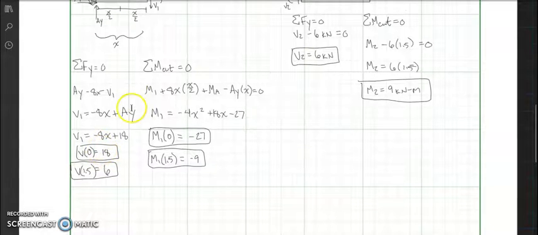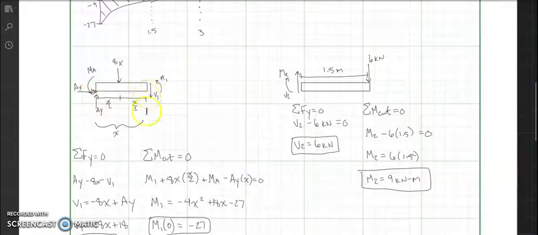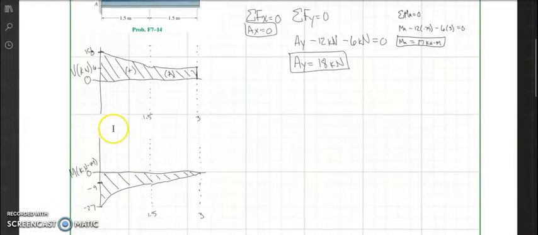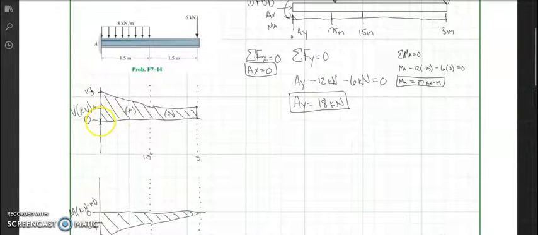I'll do the same for 1.5 because that's where the distributed load stops. So I'll take 1.5 as my x, which will result in 6. And up here I've recorded that in the beginning at 0, where x is 0, my shear is 18, and all the way here at 1.5, my shear will go down to 6.